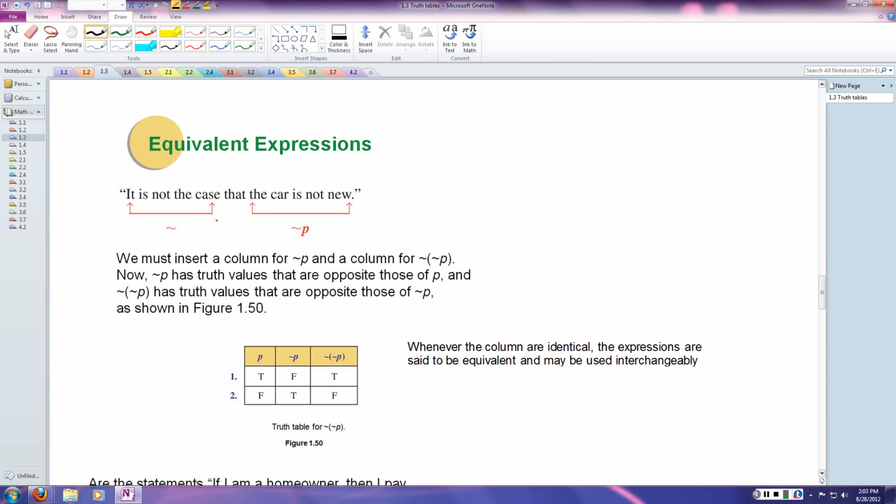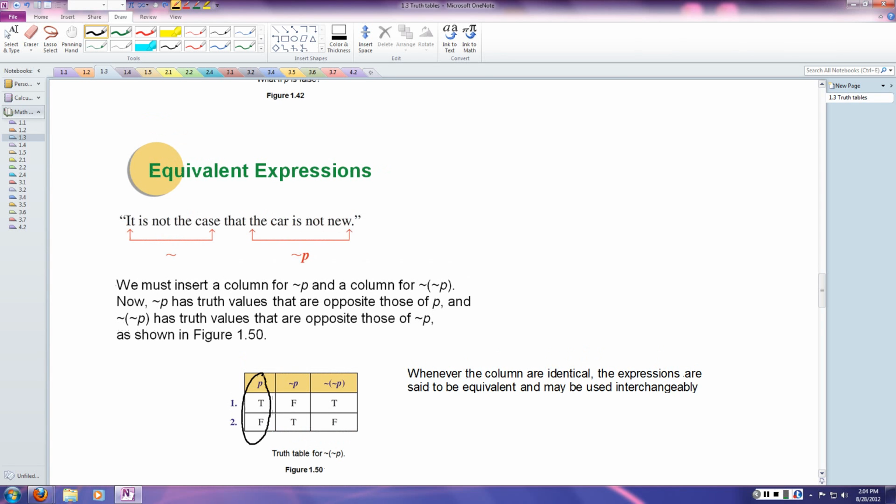Eventually, we're going to use truth tables to verify an expression is equivalent. So your PowerPoint has, it is not the case that the car is not new. Well, that's a negation of a negation, and a negation of a negation is the same thing as saying P. So if I said, it is not the case that it's not snowing, you could make the conclusion that it's snowing. So if I make a negation of a negation truth table, so I have P is true or false, not P is false or true, and the negation of not P, which is true or false.